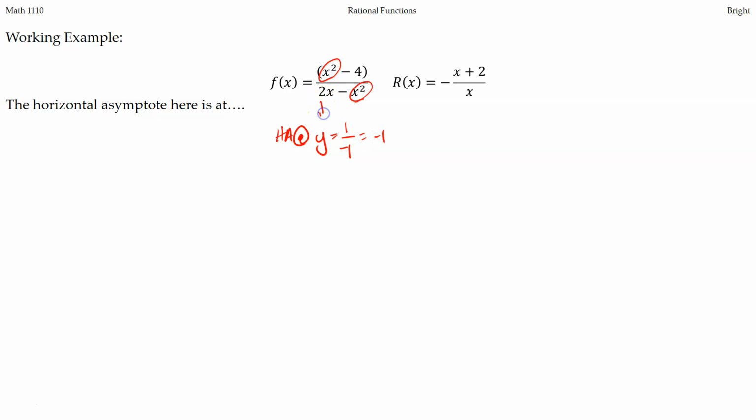But now I did this for f of x. Does it matter if I do it for r of x? Let's see. HA at y equals, there's a negative out in front, the way I've written it, and then it's just 1 over 1, which is negative 1. It actually doesn't matter. I advise students to work with r of x whenever possible, just because it's simplified, so it should be easier to work with generally. So there you go, you can find the HA.